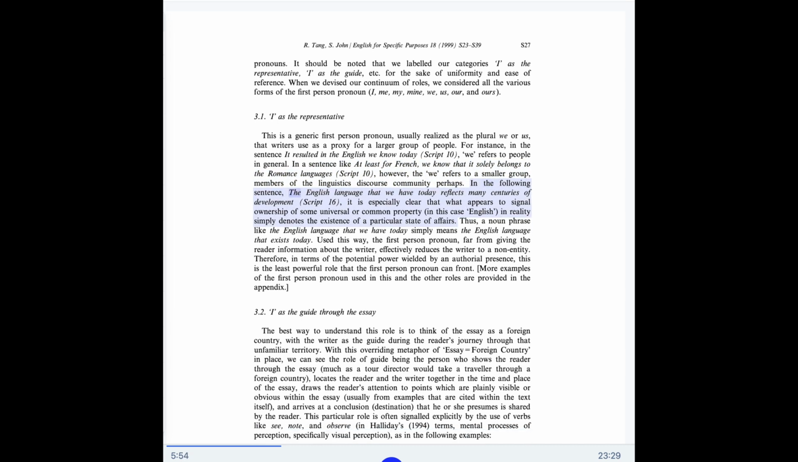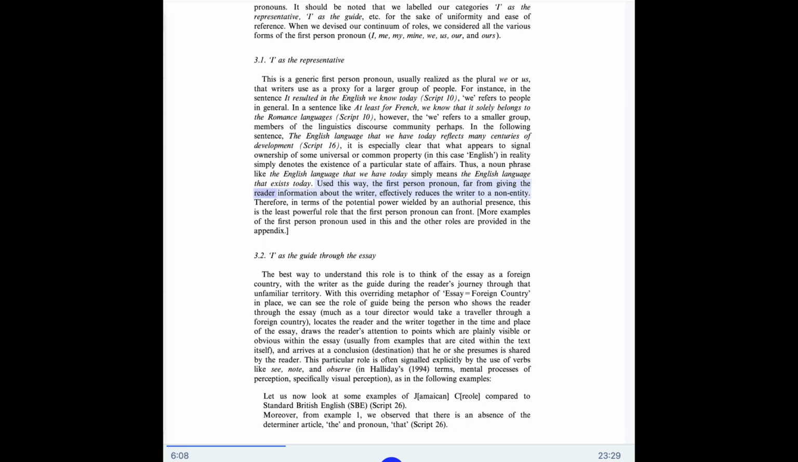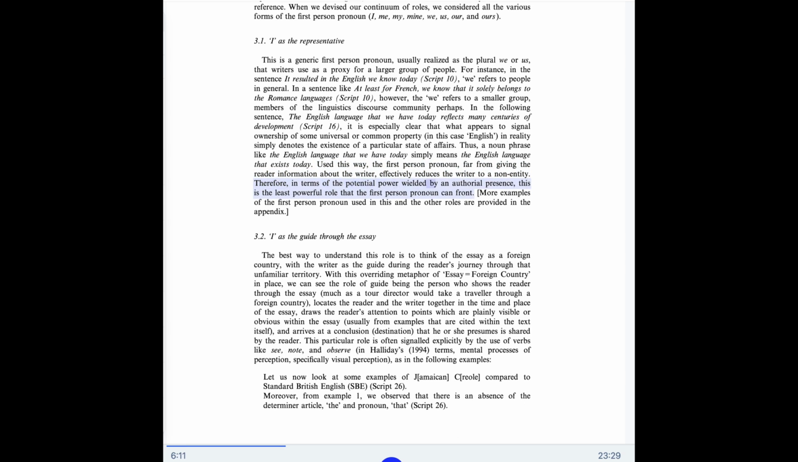In the following sentence, "the English language that we have today reflects many centuries of development" (script 16), it is especially clear that what appears to signal ownership of some universal or common property, in this case English, in reality simply denotes the existence of a particular state of affairs. Thus, a noun phrase like "the English language that we have today" simply means "the English language that exists today." Used this way, the first person pronoun, far from giving the reader information about the writer, actively reduces the writer to a non-entity. Therefore, in terms of the potential power wielded by an authorial presence, this is the least powerful role that the first person pronoun can fulfill.